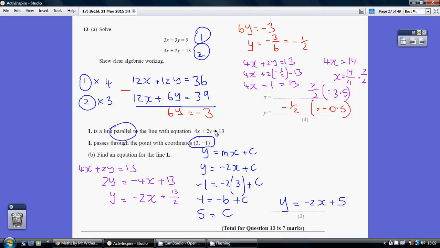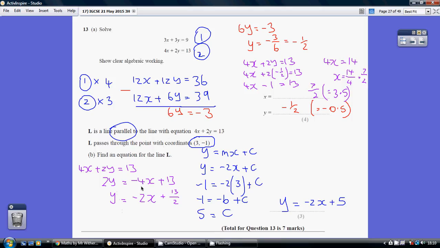So starting off with this, just to get the 2y as the subject, I'm choosing to deduct 4x from both sides. So at that point I get 2y equals minus 4x plus 13. So I'm nearly there. I don't want 2y, I want a single y, so I then divide through by 2, giving me y equals minus 2x plus 13 over 2. So this is now in y equals mx plus c format.